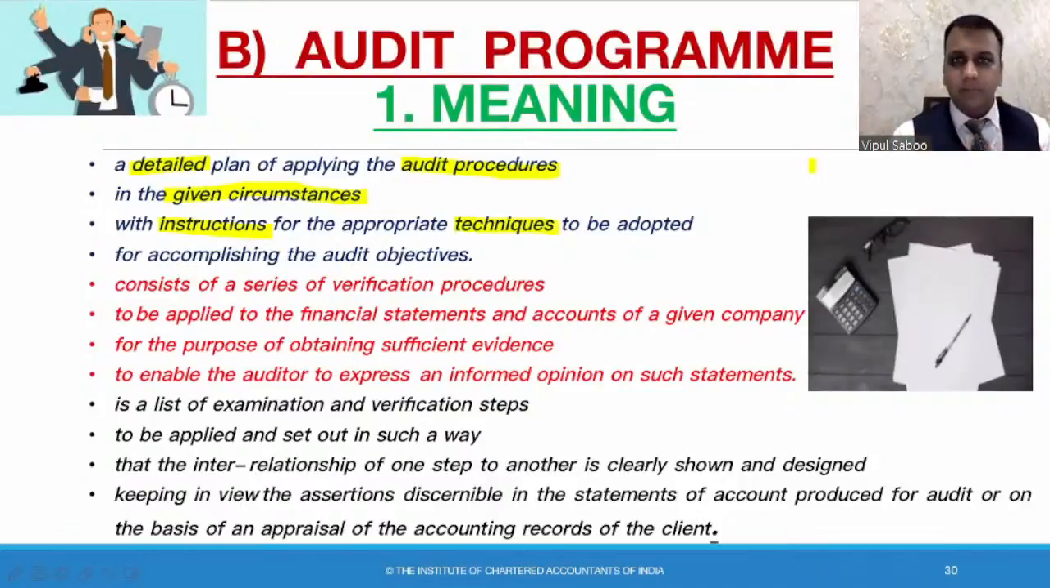These are techniques for accomplishing the audit objectives. See how deep we are reaching. We strategize, we plan, we make a program, and in that program everything is written: what you have to do, right? Next part, another way to define an audit program. An audit program consists of a series of verification procedures.